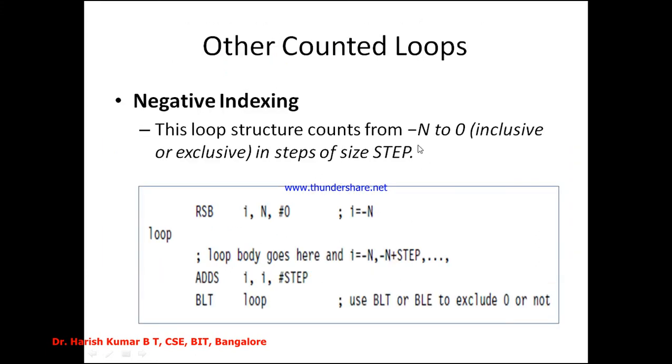Now another counted loop. Now I want to use the negative index loop. This loop structure counts from minus n to 0, inclusive or exclusive, in steps of size. It depends on the step size that you give. Reverse subtract operation from 0, correct? 0 minus n I'm doing. Now I will be minus n. Loop add, now this is the step. Now it goes like this: I is minus n, then minus n plus step, and so on. It's a negative indexed loop.